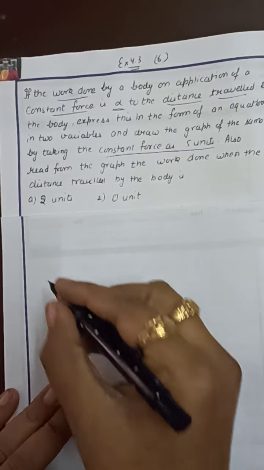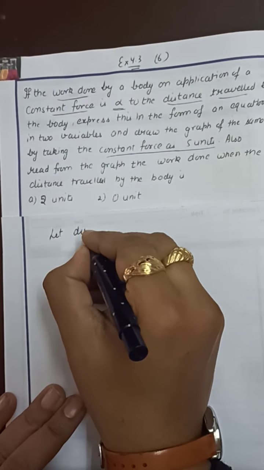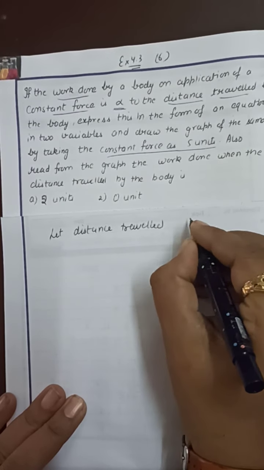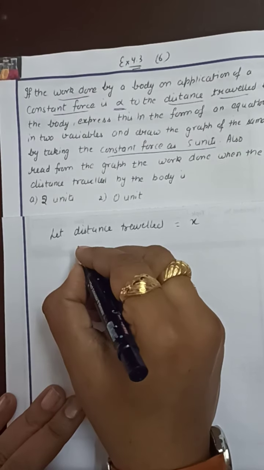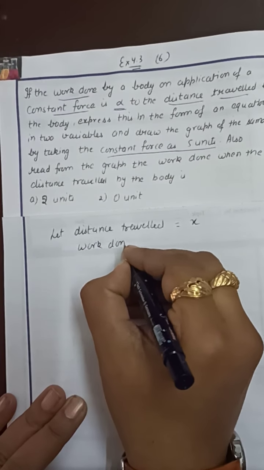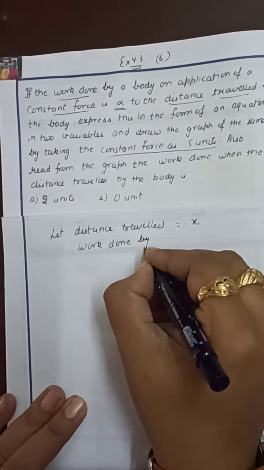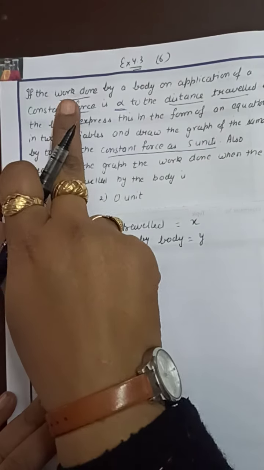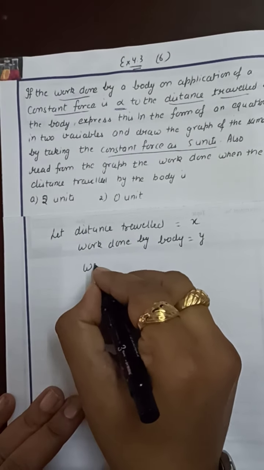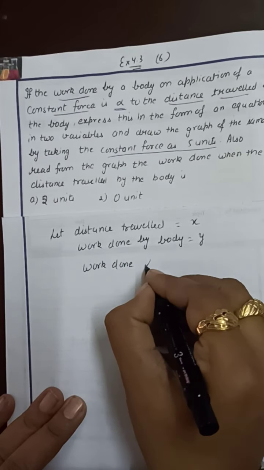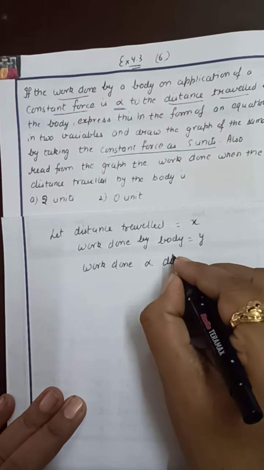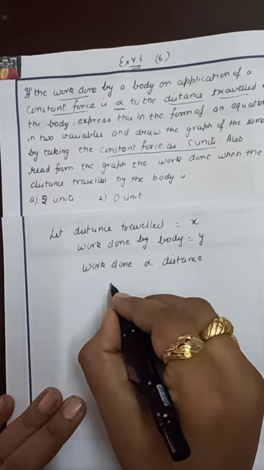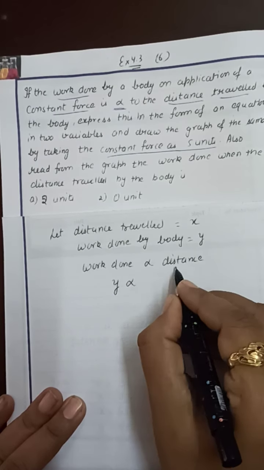So I'm going to take it as: let the distance travelled by the body be x and the work done by the body be y. Now according to the question, work done is directly proportional to the distance travelled by the body. So what is the work done we have taken here? I have assumed it as y. So y is directly proportional to x.